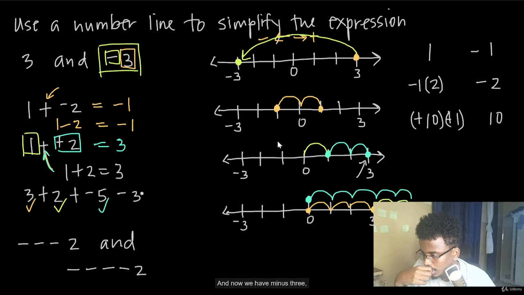And now we have minus 3. So the positive 3 here by itself tells us go to the right. But this negative sign here tells us go in the opposite direction of what's indicated. So instead of moving to the right, we move to the left 3 units, and we say 1, 2, 3, and we get to this point here, which is negative 3.